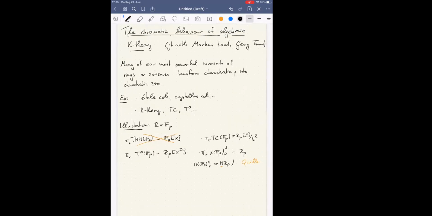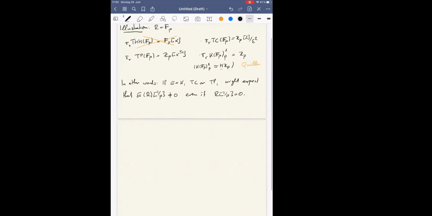So in other words, we can say, if E is K-theory, TC, or TP, we might expect that E of R inverted P is non-zero, even if R inverted P is 0.